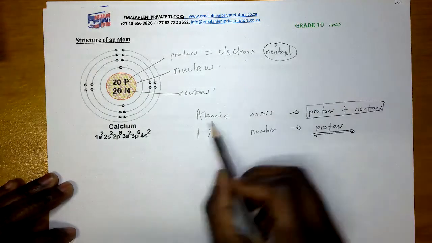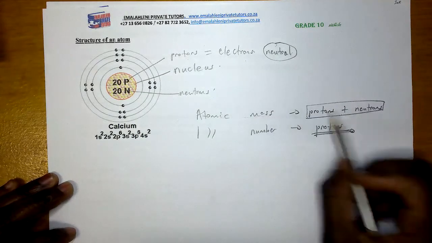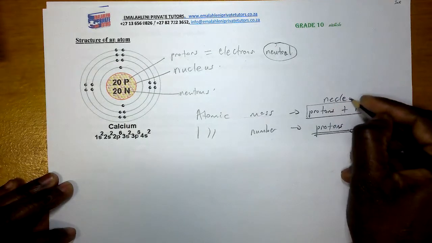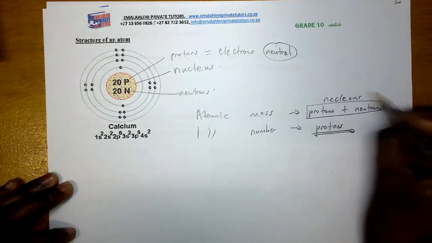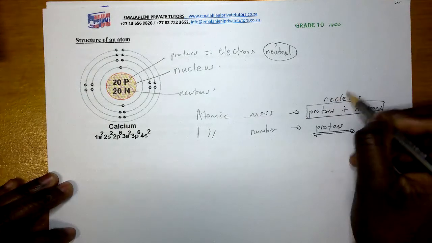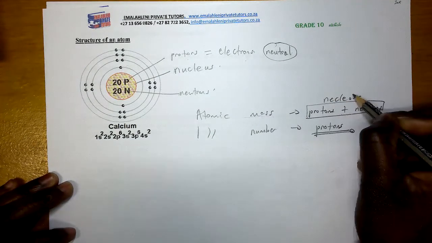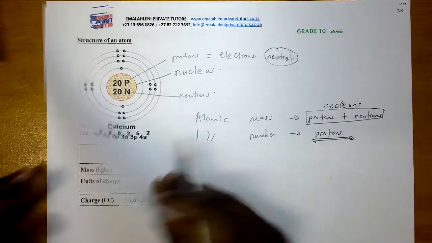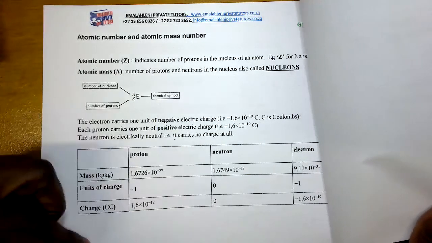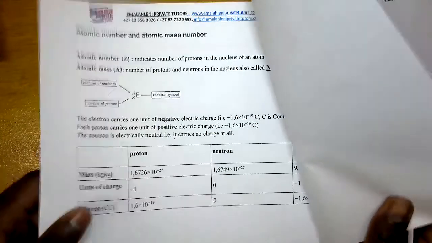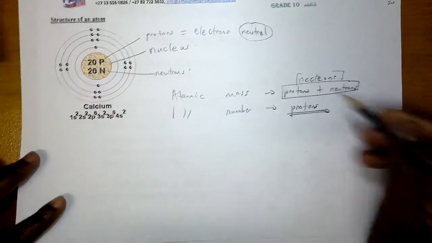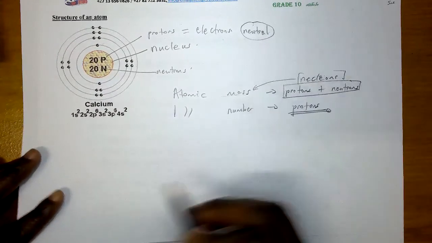And here, because these two are found in the nucleus, we can also use the word nucleon. I don't know the spelling, but it's nucleon. Let me see here. Yes, correct. So we have our nucleon number. You must know that this is the same as what we call our atomic mass.